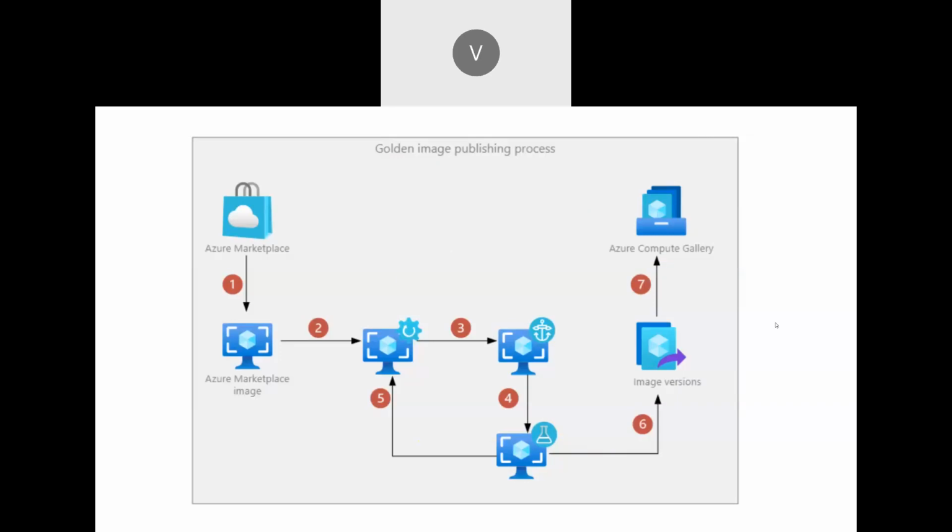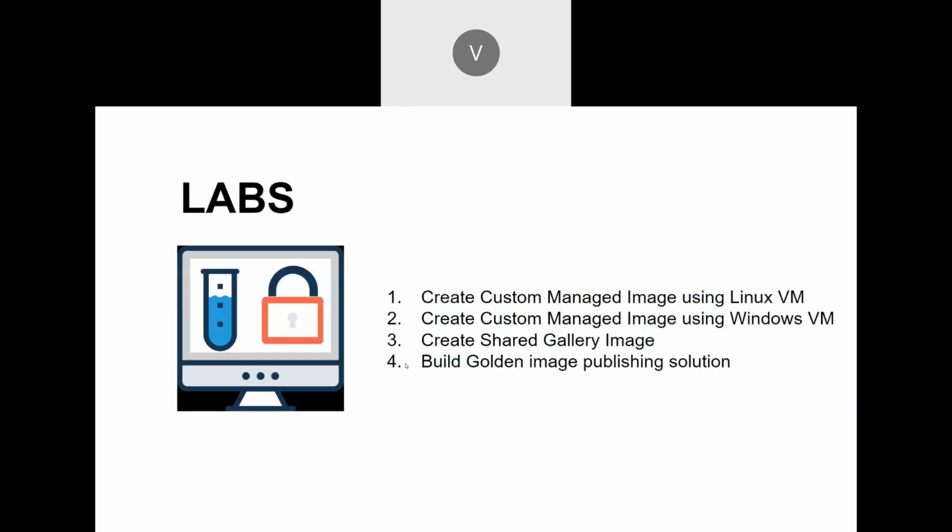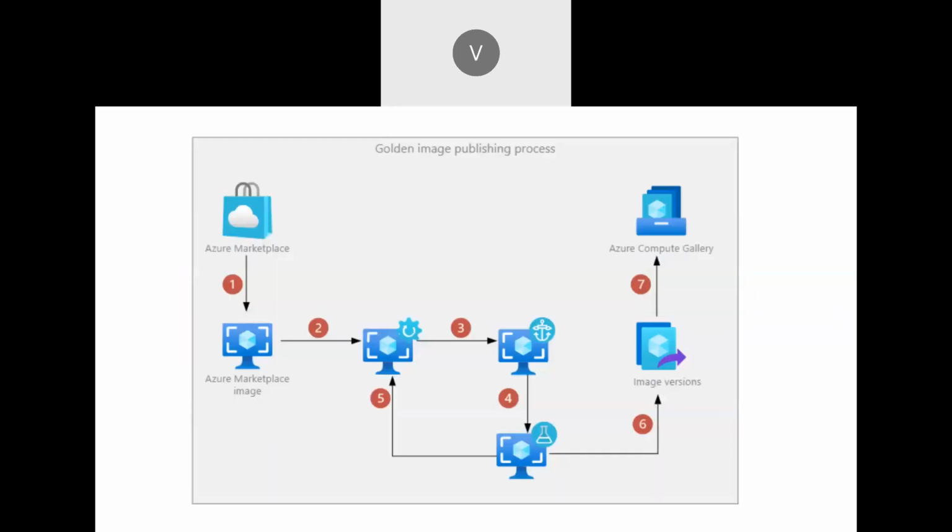From the labs point of view, let's deep dive in further videos into how to create a custom managed image using a Linux VM. Similarly, we'll have another video on how to create a custom managed image using a Windows VM, and we'll look at how to create a shared gallery image. In another video, we'll replicate this process of validating and publishing the golden image, where we take a source image. We'll either automate the solution, or at least do the manual way using Image Builder to achieve this golden image publishing process.